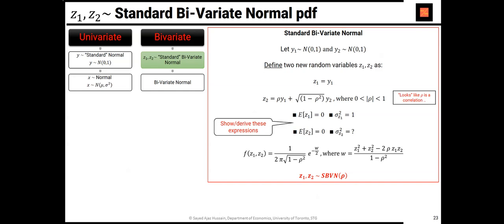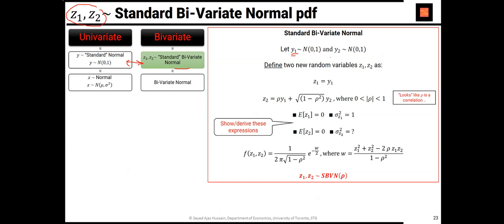Now let's do the bivariate one. Pay attention to the title slide. Now you have two variables, right? Because it's bivariate, bi, two. Z1, Z2 have a standard bivariate normal. So it's the analog, the cousin of the standard normal. What does that mean in plain English? To find something that's standard bivariate normal, you begin with two standard normals to begin with.